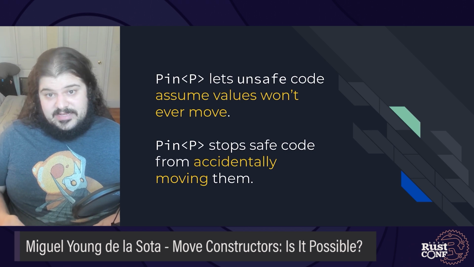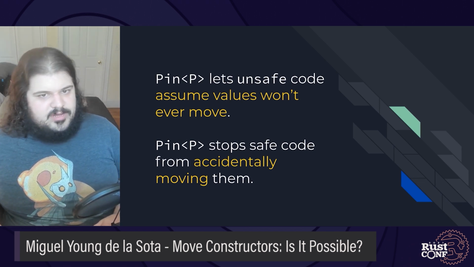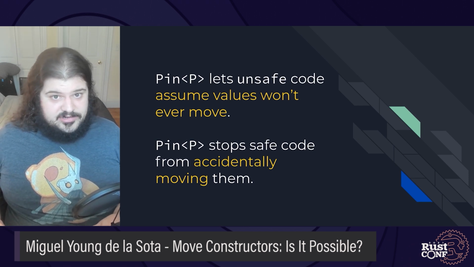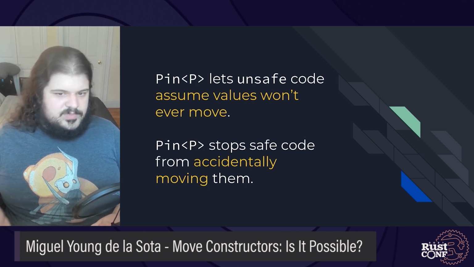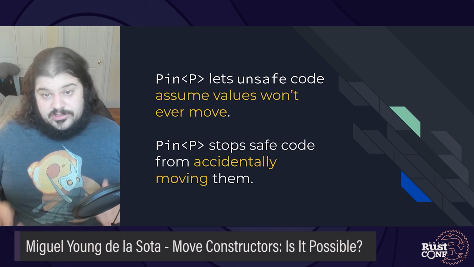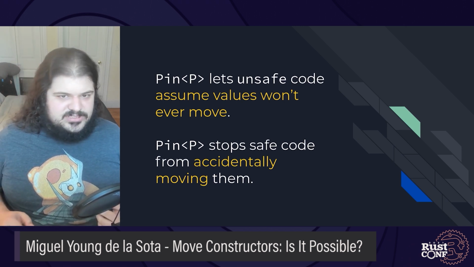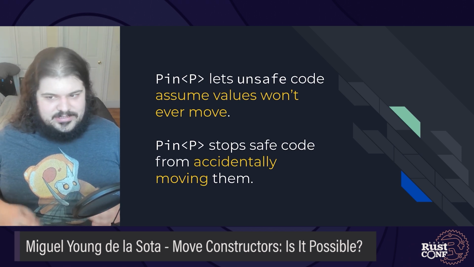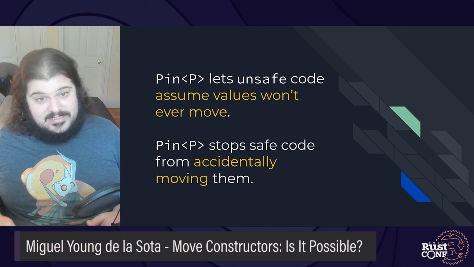Pin lets us write unsafe code that requires certain values never move. There are a number of reasons you might want to do this. This comes up most commonly when writing asynchronous code in Rust, but there are other situations in which it's useful for advanced data structures. It also enforces this in safe code. This means that safe code can't accidentally move stuff or do things that unsafe code doesn't expect. So unsafe code can do whatever it wants, and safe code can do whatever it wants, and unsafe code doesn't need to care.